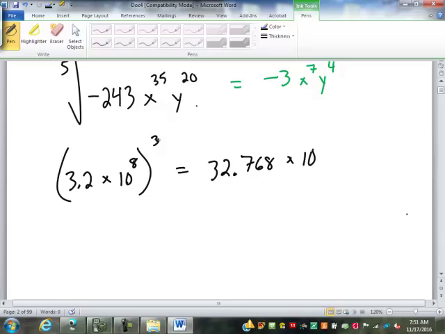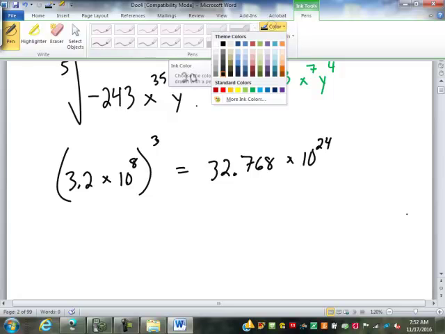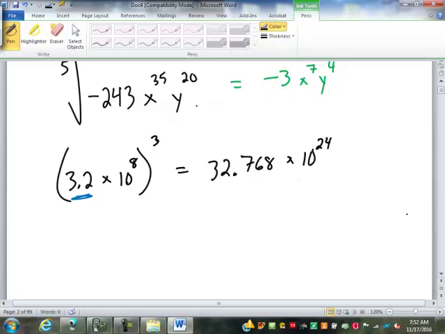I do 8 times 3 is 24. Just like I do with my variables. So it's just like if that were 5x or whatever. You did the power on the number. You actually had to apply the power, 3.2 to the 3rd power. And then with the variable, you have to work with the exponents, the powers. 8 times 3 makes 24.